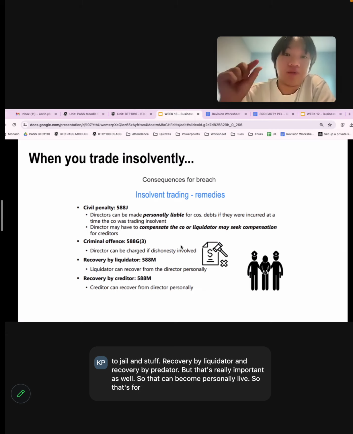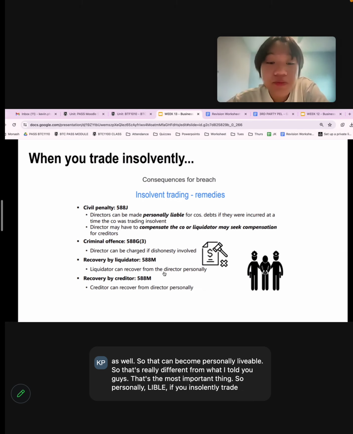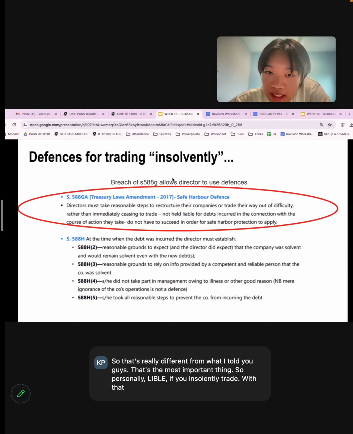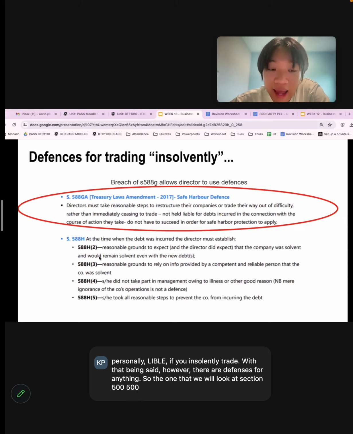So that's really different from what I told you guys. That's the most important thing. So personally liable if you insolvently trade. With that being said, however, there are defenses for anything. So the ones that we will look at, Section 588H, again, simply match the facts, but this is really, really sort of hard to prove as well.